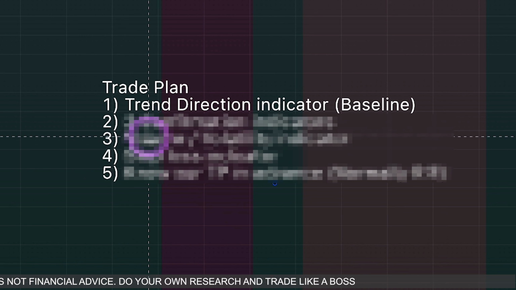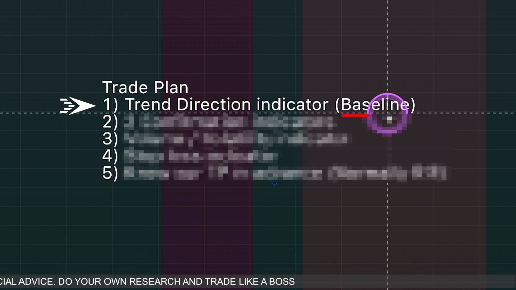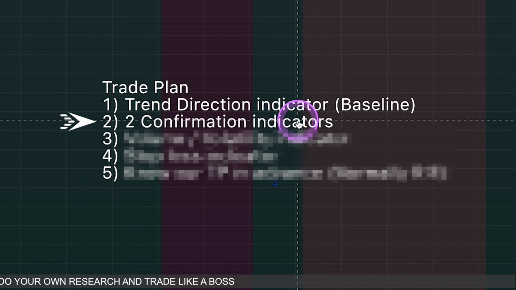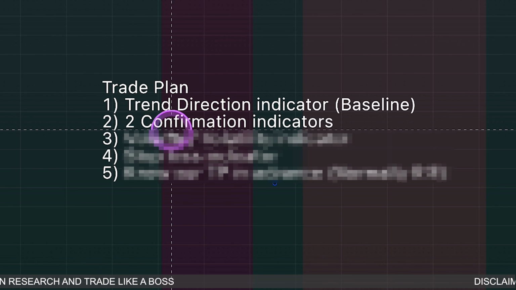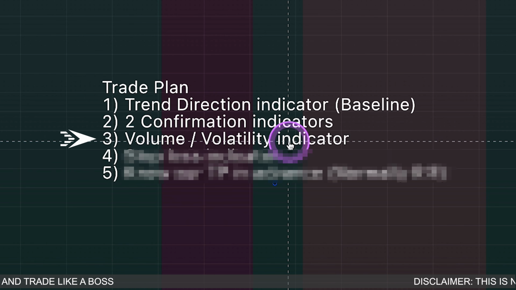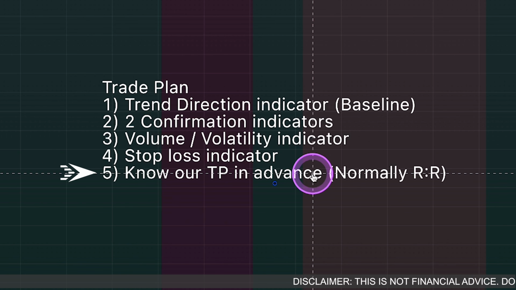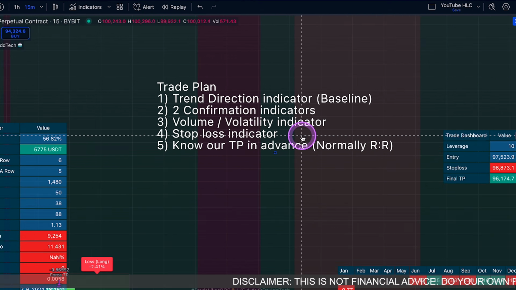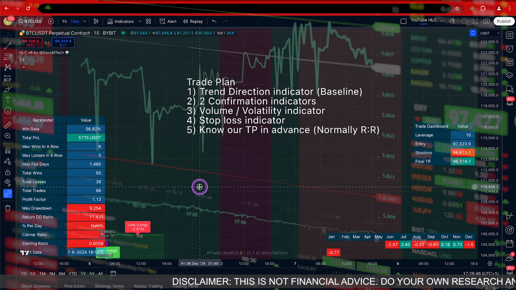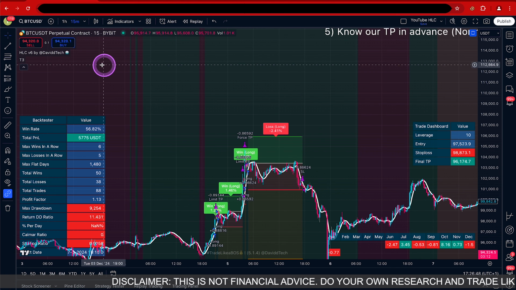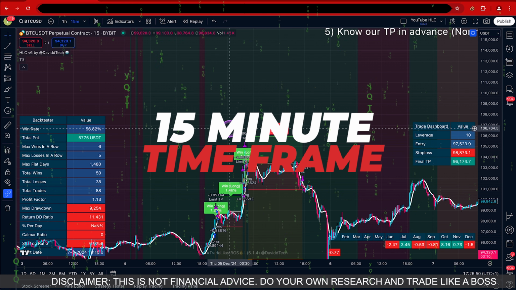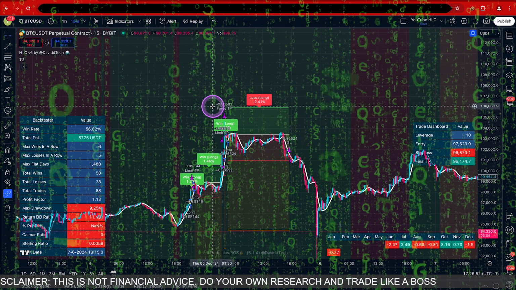First thing is we're going to have an indicator for trend direction called the baseline. We're going to add a couple of confirmation indicators to confirm our entries. We will add a volume and volatility indicator and a stop loss indicator, and we'll be using an R2R for our take profit. We're going to be backtesting this as far as we possibly can on the 15-minute time frame using code so that we don't make mistakes.